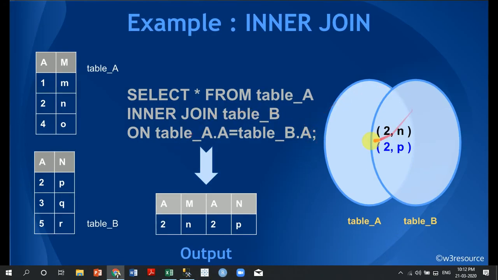So what it is giving you as a result, as far as this Venn diagram is concerned, is only the common records from both the tables on the basis of the given condition. If you change the condition, then accordingly the result will also change.